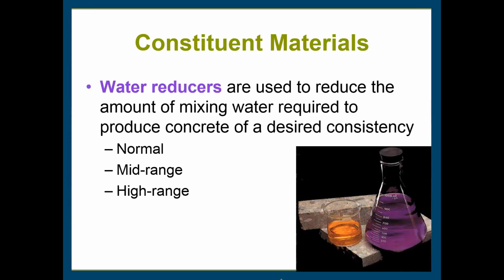So first up, water reducers. There are normal, mid-range, and high-range, which you might recognize as superplasticizers. These, again, are used to reduce the amount of water that is needed in your mix to make it workable, so you can have a lower water to cement ratio while still being able to place your concrete, get it around heavy congestion like rebar or something like that.